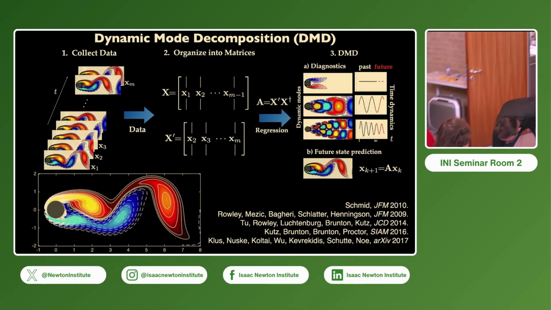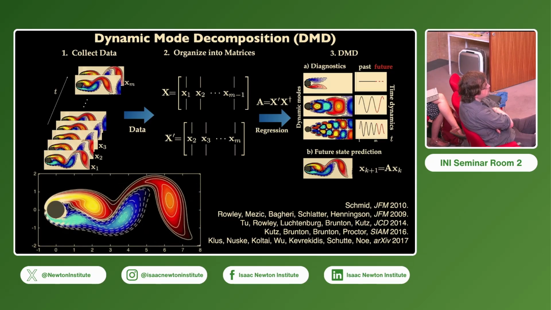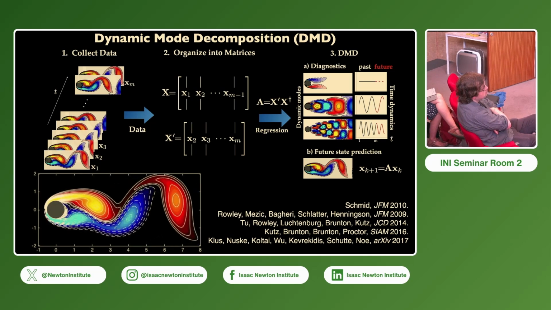Are we assuming that this is a periodic system? That's a really good question. In principle, for the algorithm, no. These can be exponentially, so this is a really good point. Thanks, Gary.